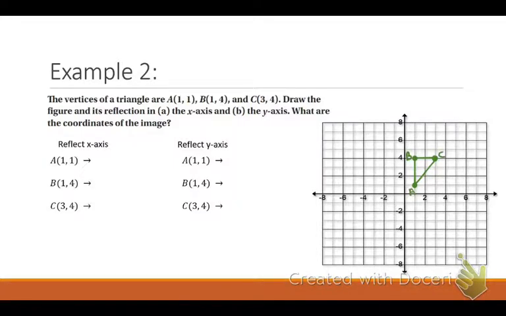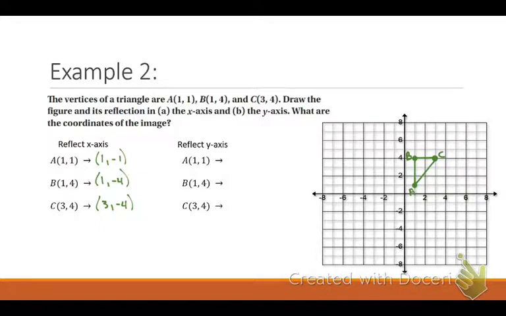Okay, so now we need to reflect the x-axis. Reflecting x means I take the opposite of what? Y. So it's 1, -1, 1, -4, and 3, -4. Once you have your ordered pairs, go over to the graph and draw the figure. Well, the image, I guess would be the correct term. And remember, when you draw the image, should it be a solid line connecting the points? No. No, it's a dotted line showing your reader which one is the image.